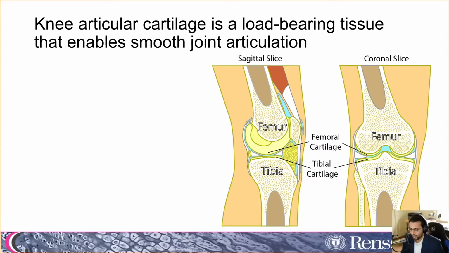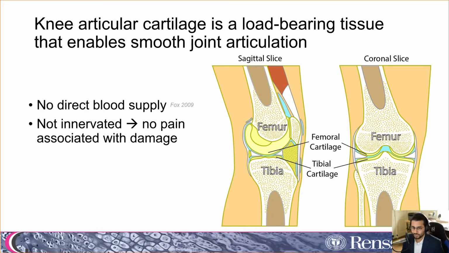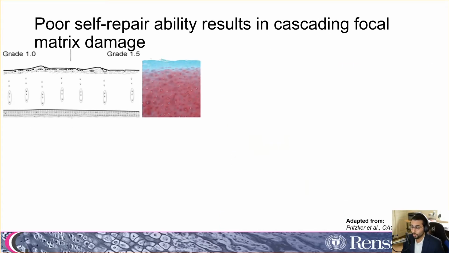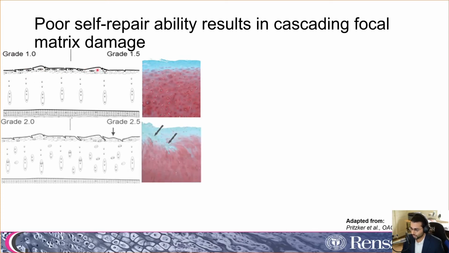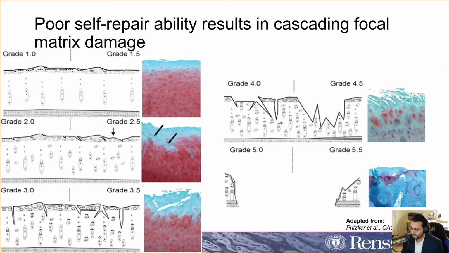However, a major problem with cartilage is that it lacks a direct blood supply and is not innervated, so when there is any kind of low damage, there is no pain associated with it, and people don't often know that they're being injured. These things result in a very poor self-repair ability that results in more and more damage over time. According to the Osteoarthritis Research Society International grading schemes, starting with low-grade surface damage, this progresses through the matrix over time, cascading until eventually the entire tissue is eroded away.